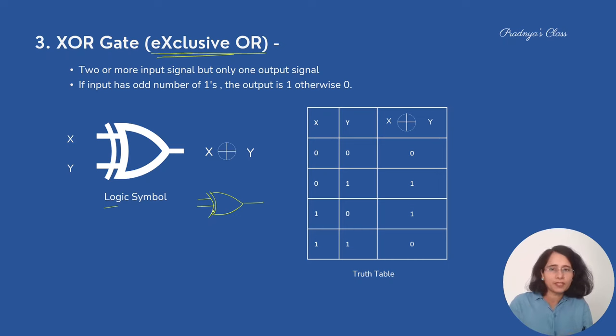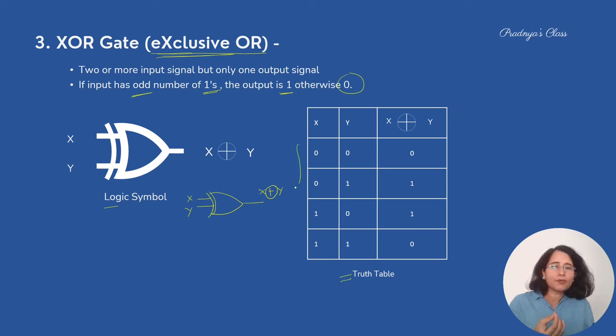in front of it. If we are taking two variables x and y, the operation of OR we write using plus, but for exclusive we have to draw one circle around it. So this is the operation of exclusive OR. The working is, if we have an odd number of ones in the input, then we will get the output 1, otherwise 0.